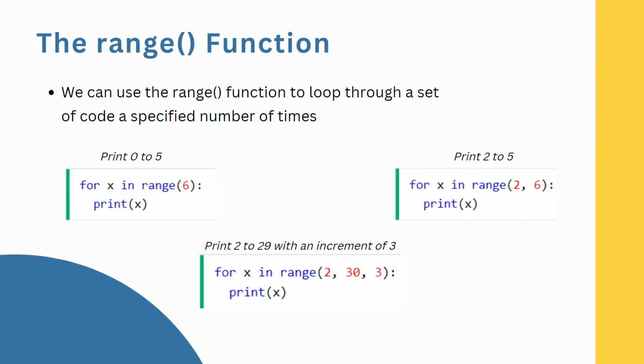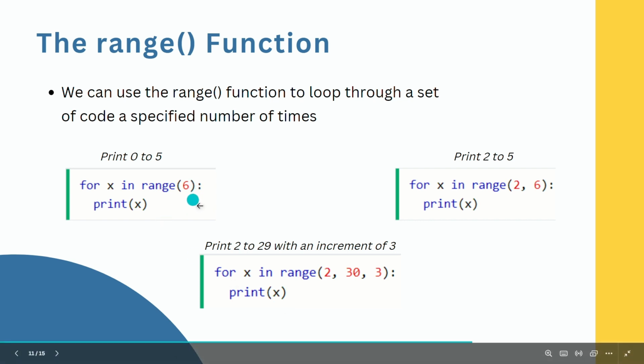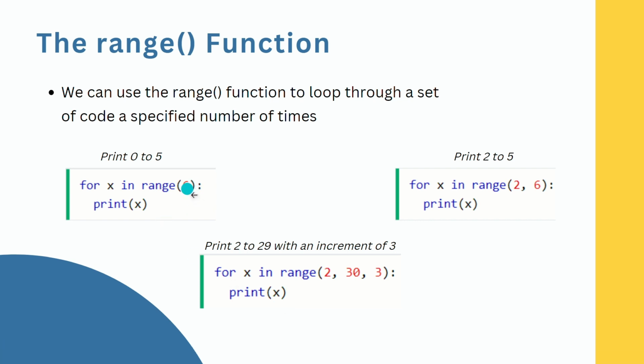Now the range function. The range function is used to loop through a set of code for a specific number of times. So for example, if you write range 6, it means from 0 till 5. So if you're just printing x in the range of 6, then it will print 0 to 5. Similarly, if you want to print, let's say 2 to 5, then you will write for x in range 2, 6. So the first number here is included, whereas the last number is not.